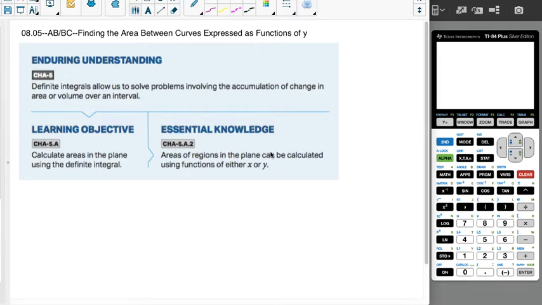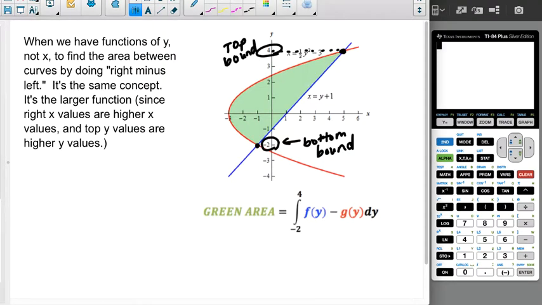All right, this is AP, AB, and BC Calculus. We're doing Unit 8, Section 5, which is finding the area between curves expressed as functions of y. So this is the same basic process as the last video, but instead of a top minus bottom, we're going to be doing right minus left.